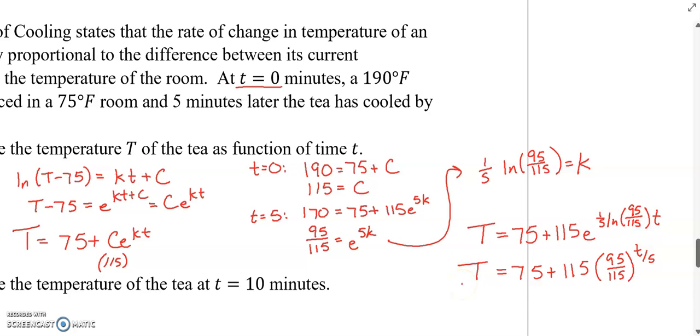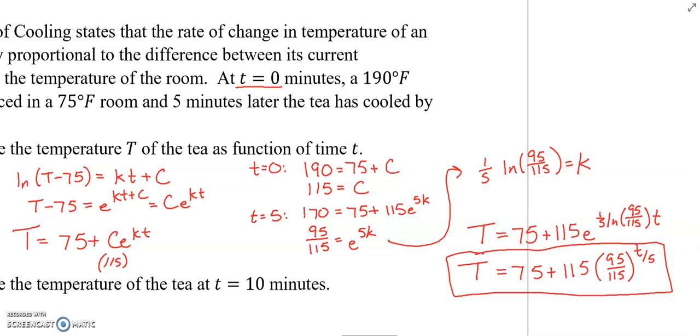If you want to reduce the 95 over 115, that's great. If you don't want to, that's great too. We're going to be using a calculator, so the calculator doesn't care whether our numbers are reduced or not. But I definitely feel like this is an easier thing to type into the calculator than the previous line. So again, it's a matter of preference, but whatever makes it easier for you is what you should do.